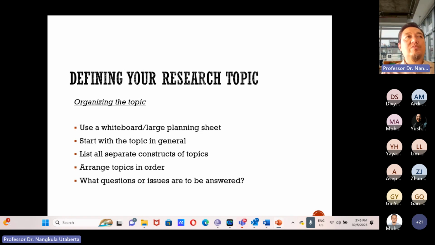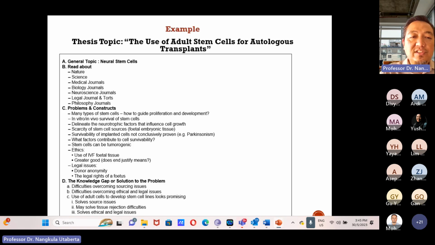But I think we have to start working on that. The workshop helps the student to develop a map for their research. I mean, that's the most important part of it. For example, this is stem cells. You have the general topic, read about nature, science, problem, constraint. So you need to have this exercise. Actually, this is an exercise that people need to do.